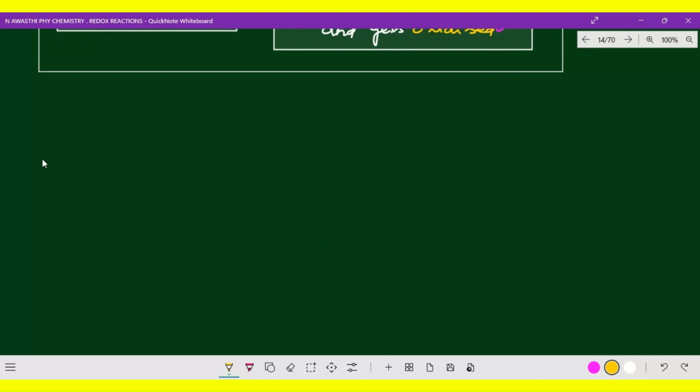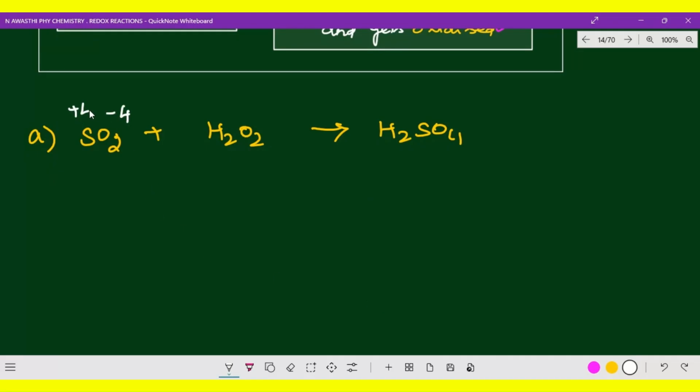Come on, let us check here. Option A: SO2 plus H2O2 gives H2SO4. That is what it has mentioned. Now let us identify the oxidation state. Here oxygen is -4 in total, which means sulfur is +4 oxidation state.